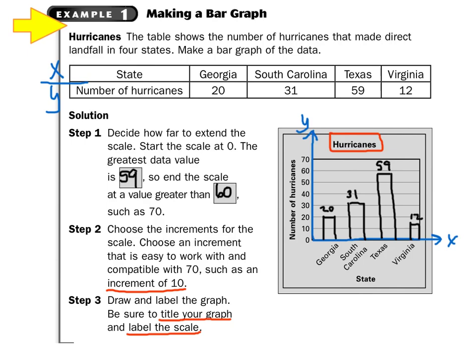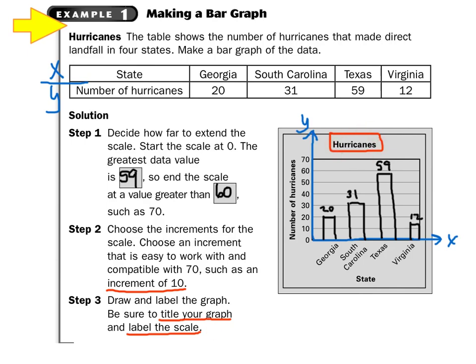And so they talk about in step 1, to decide how far to extend the y-axis, you have to look at the values. And so you notice that 59 is the largest number for Texas, so they know that the scale had to be larger than 60, so that's why they counted by tens, and notice how they went up to 70. And then for step number 2, they decided to count by tens. And step number 3, you title your bar graph and you label the scales. And so we did that.